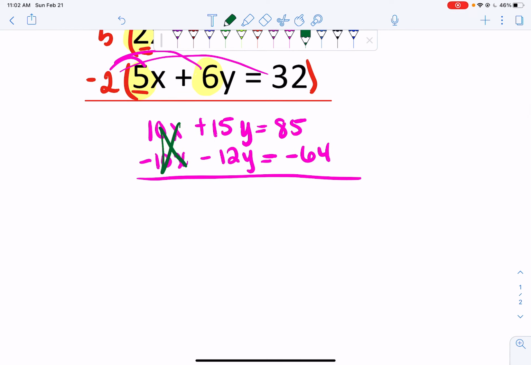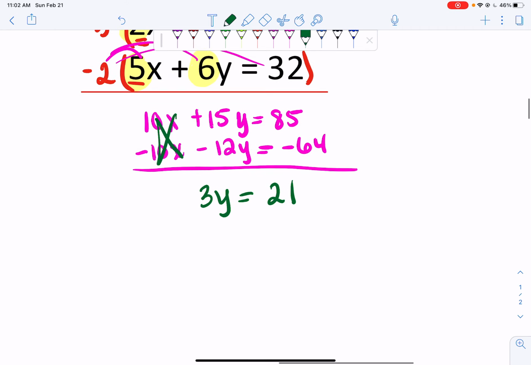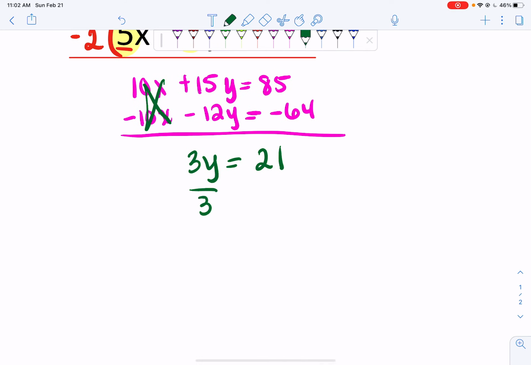10x plus a negative 10x is 0x, so I don't even bother writing it. 15 plus a negative 12 is a positive 3, so I have 3y equals 85 minus 64, which is 21. Divide both sides of your equation by 3. And I get y is equal to 7.